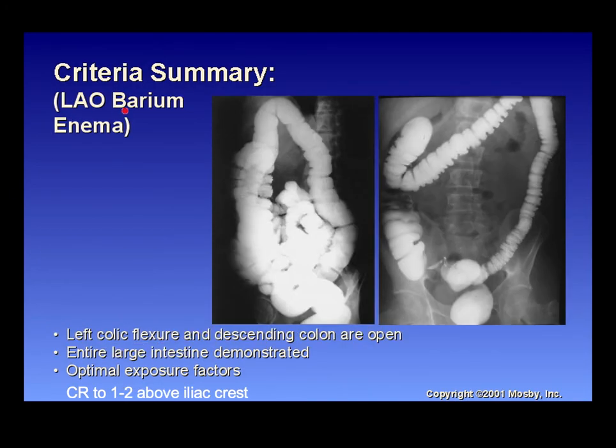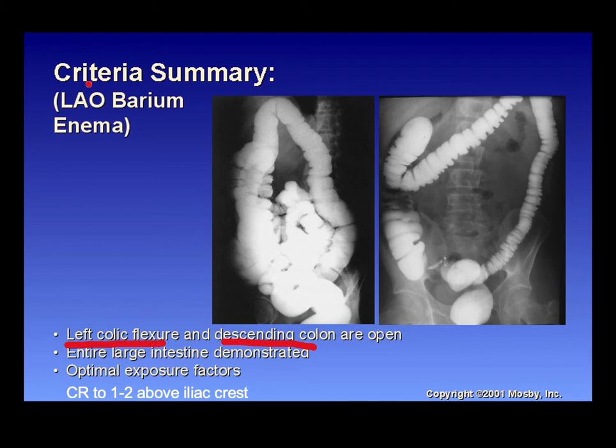So your LAO is going to open up the left colic flexure, descending colon will be open. The entire large intestine still needs to be imaged within this. So you can see here that they're clipping a little bit of that left colic flexure. So you may need to adjust this and go ahead and take a second picture to make sure that you have all of the intestine demonstrated in your images and send them over.